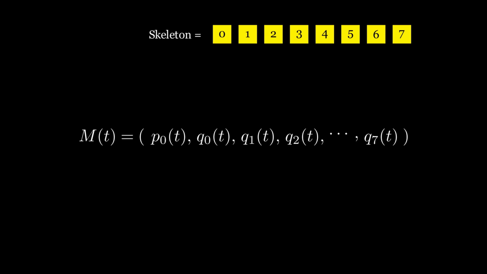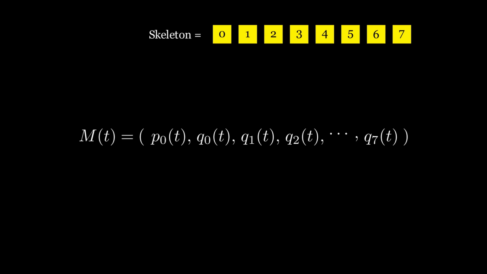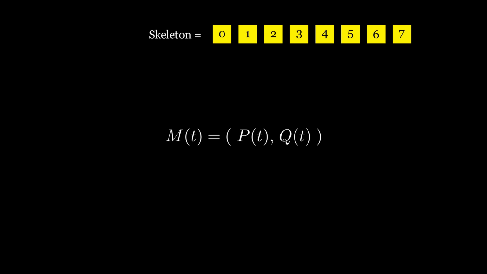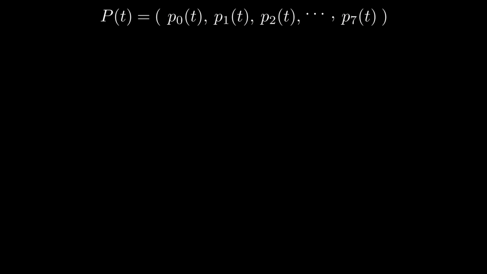Because I will be using the Ubisoft La Forge animation database, the LaFAN one, they encode the data and the motion a bit differently. What they do is decide that a motion is parameterized by two tensors, one for the position and one for the quaternions. Each of those tensors is basically all the positions through time for every bone, and all the quaternions through time for every bone.